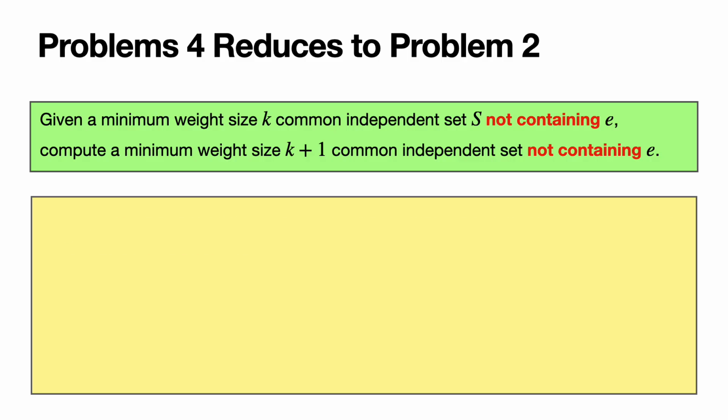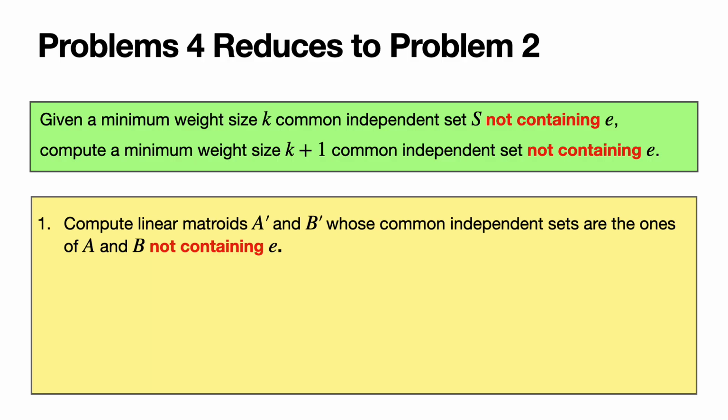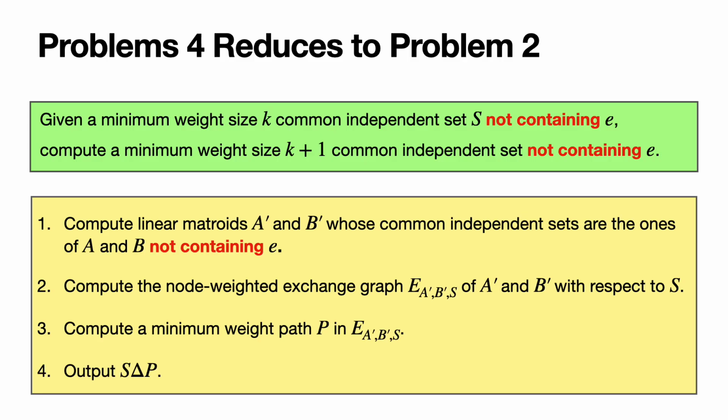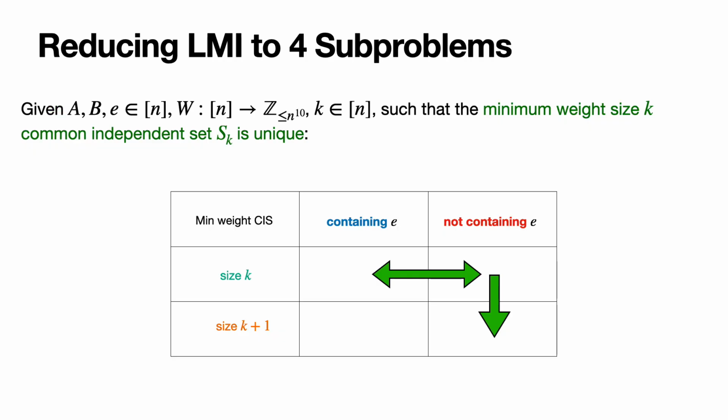Now the idea is that we compute linear matroids A prime and B prime whose common independent sets are exactly the ones of A and B not containing E. Okay. Then we compute the node weighted exchange graph of A prime and B prime with respect to the set S. Similar to Lawler's algorithm, we compute a minimum weight path P in this exchange graph and then just output S symmetric difference P. Okay, so this is not similar to, this is exactly Lawler's algorithm after you compute A prime and B prime. Good. And exactly the same idea also shows the same implication on the other side. Okay.